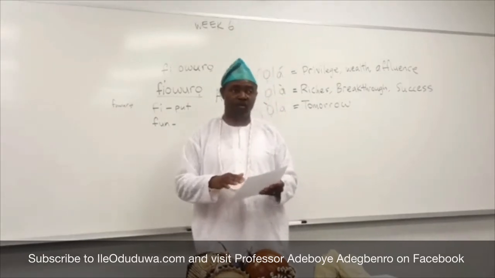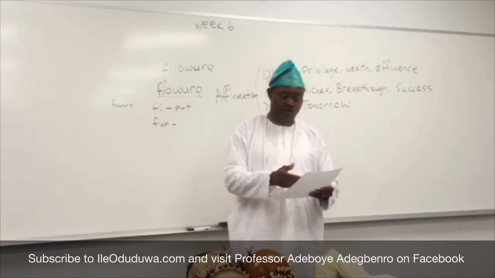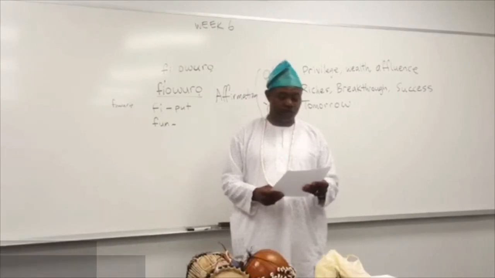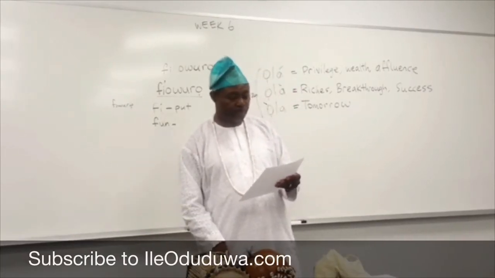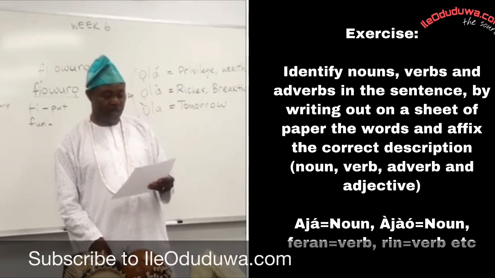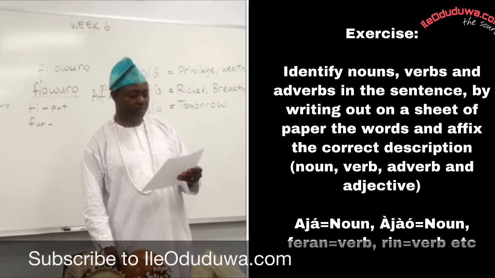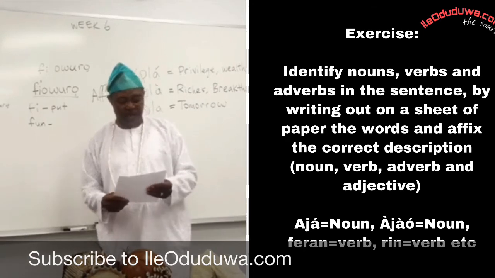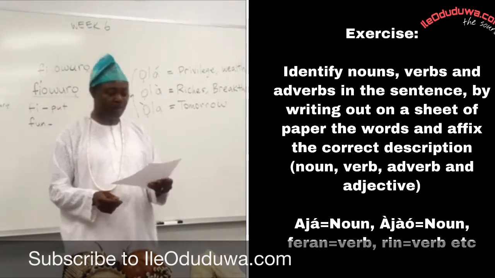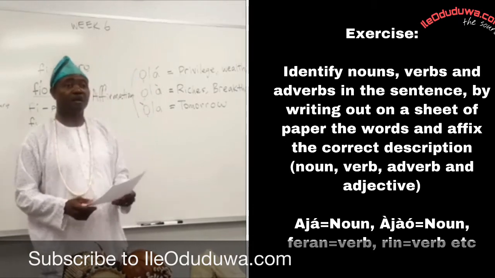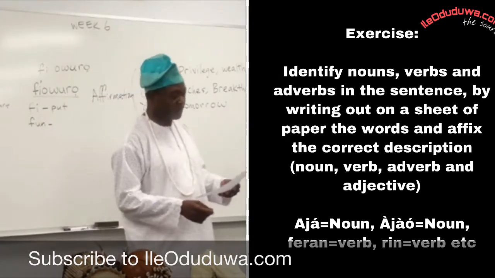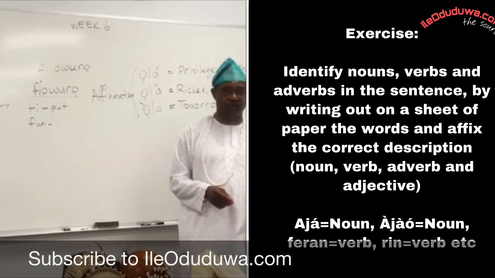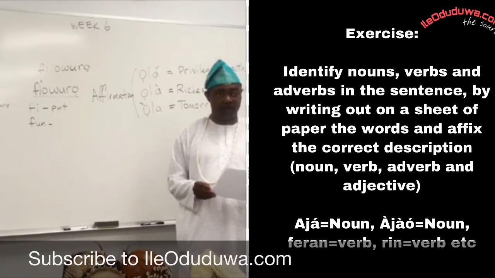But to help you, I'll give you the audio so that you'll be able to identify which ones are nouns in there. So to identify nouns, verbs, and adverbs in the sentence by writing out on a sheet of paper the words and affix the correct description. Ajá, noun. Àjàó, noun. Fẹ́ràn, verb. Rin, verb. Alright? So, and etc. Identify nouns, verbs, and adjectives in the following statements and submit next class in week 7. Alright? So, it's kind of a simple exercise.